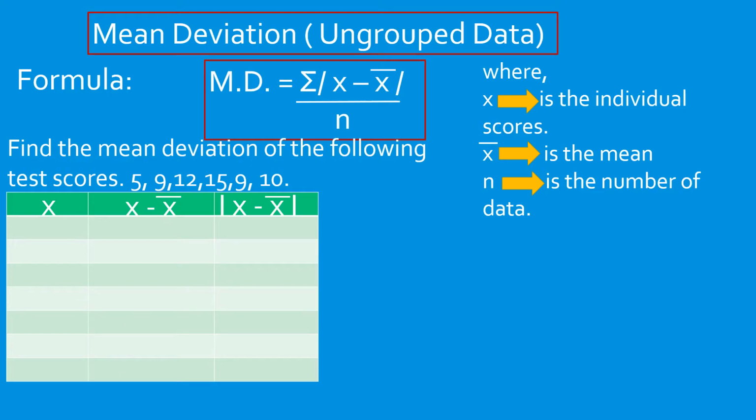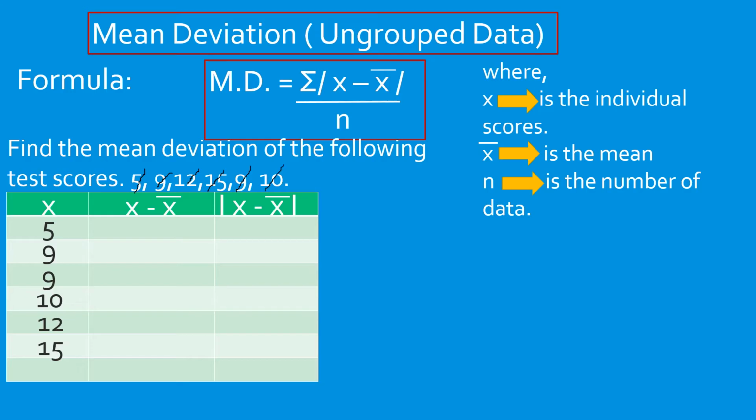Okay, so let's now enumerate the scores here, from the lowest to the highest one. So that is 5, 9, another 9, 10, 12, 15. You can cross out each score once you use it, so you're not going to be confused or miss any scores.